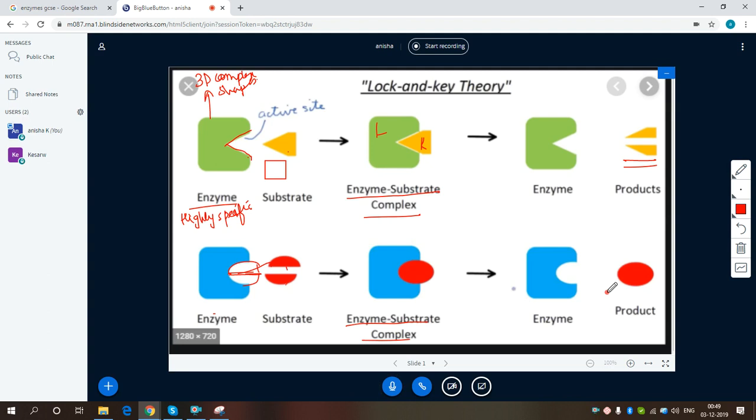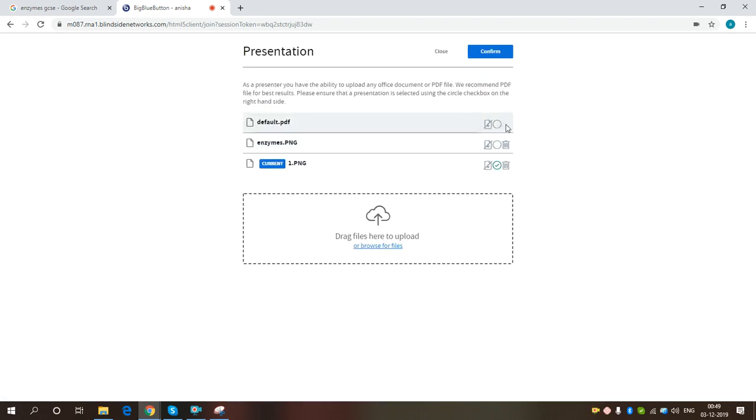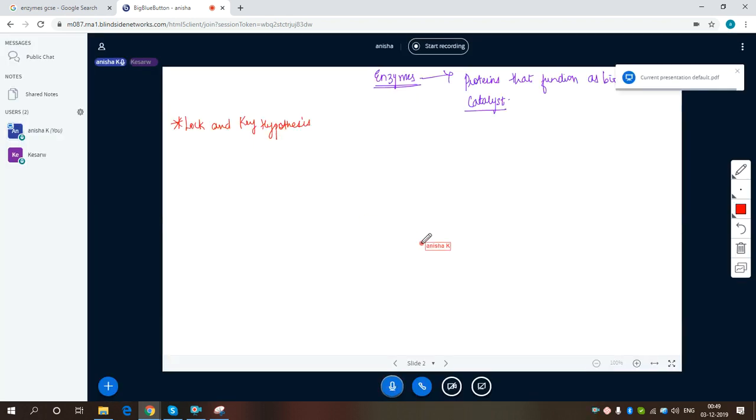Okay. So this was a lock and key hypothesis. Now we'll see what denaturing of enzyme means. Okay, so we are done with lock and key hypothesis.